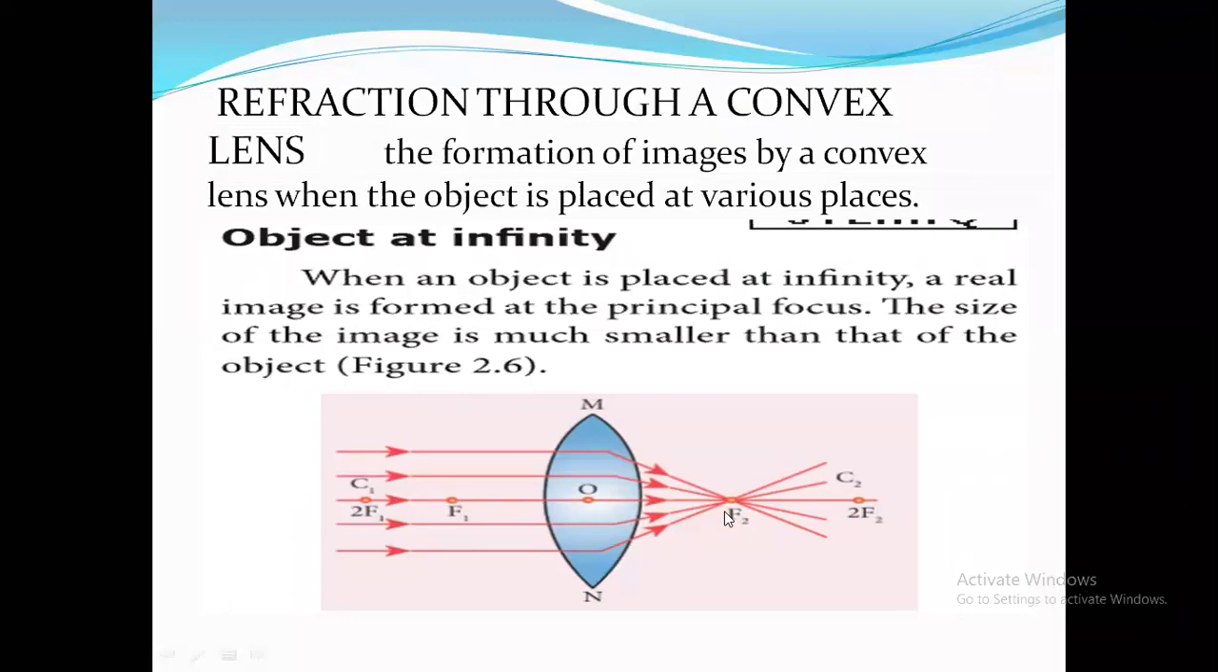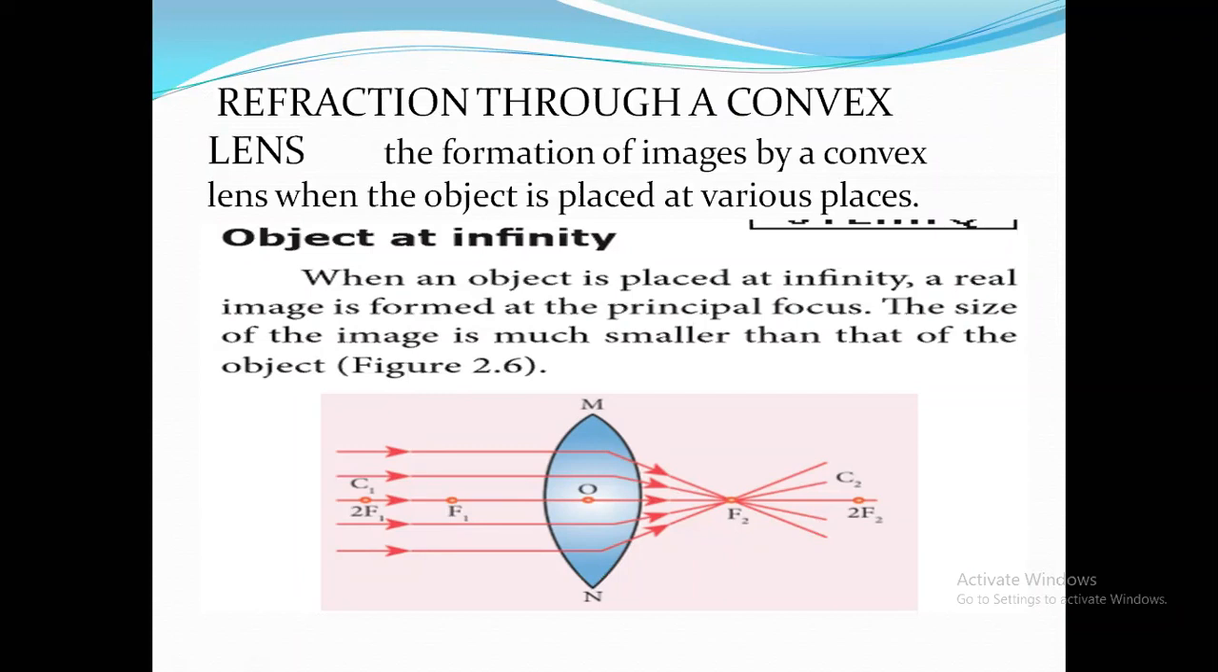Infinity means far away. We don't know the distance between the lens and the object. That is called infinity. When the object is at infinity, a real image is formed at the principal focus. The size of the image is much smaller than the object. As I said, we will get a very, very small image. This is the first image formation, when the object is at infinity.